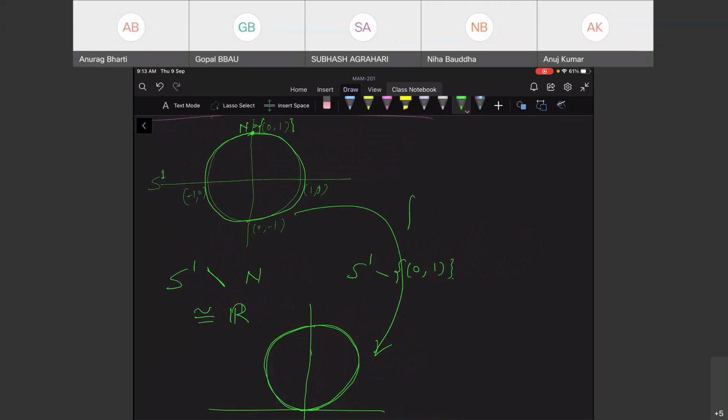यहाँ पर मिल जाएगा. If I apply this translation, this point (0,1) is now (0,2). Okay, this is mapped to this point. And we are omitting this, so इसको हटा देते हैं.